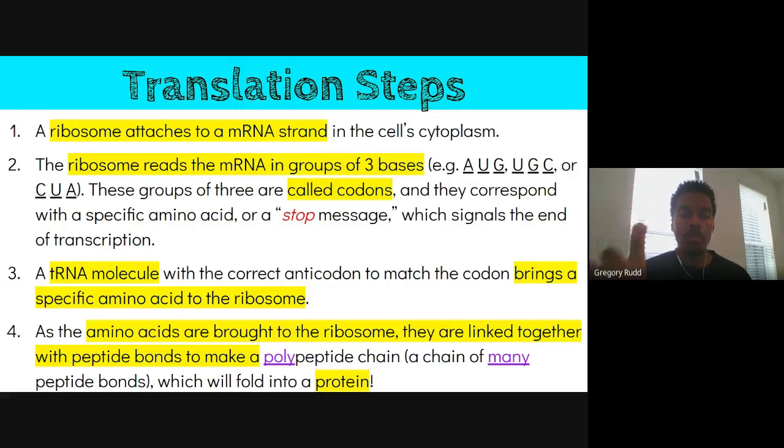So the ribosome is reading the mRNA strand in groups of 3. And as it reads it, a tRNA molecule is going to bring a specific amino acid to the ribosome. The way that tRNA molecule is able to do that is that each tRNA has a specific anticodon, which we'll explain on the next slide. It has an anticodon that corresponds perfectly to the codon.